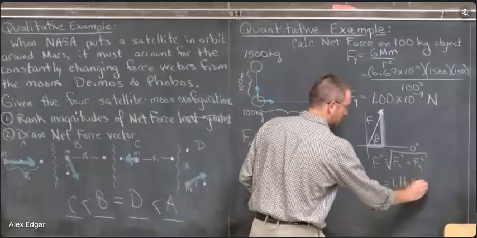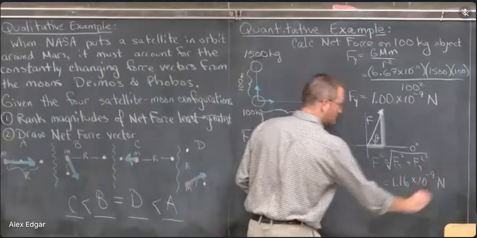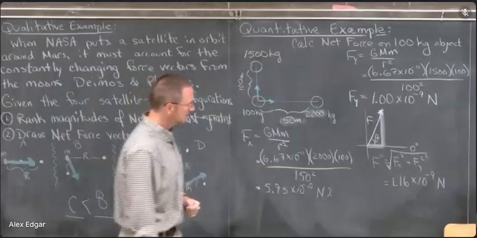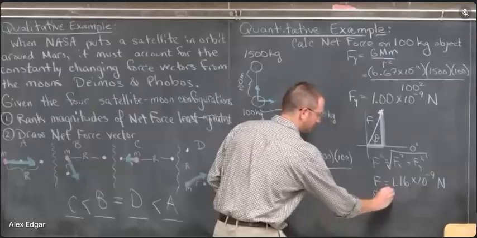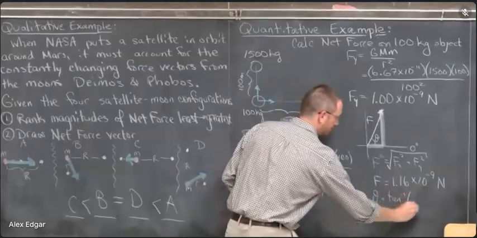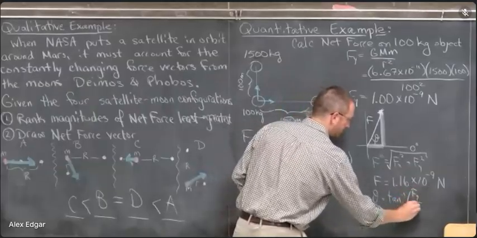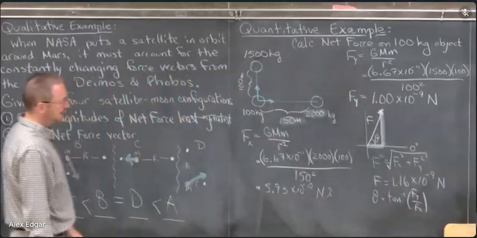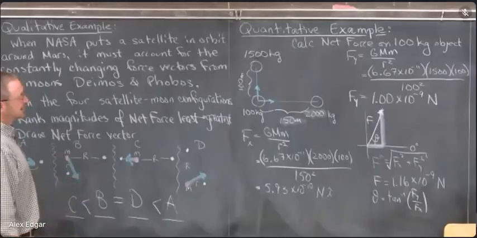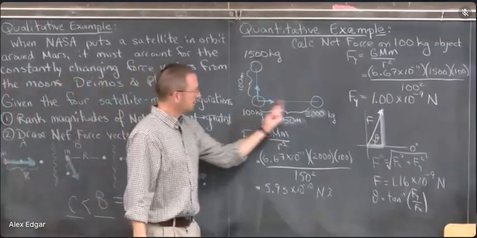1.16 times 10 to the minus 9 newtons. That is the overall magnitude of the force. And then the angle that that force makes with a reference, and we've decided to make the reference being to the right.